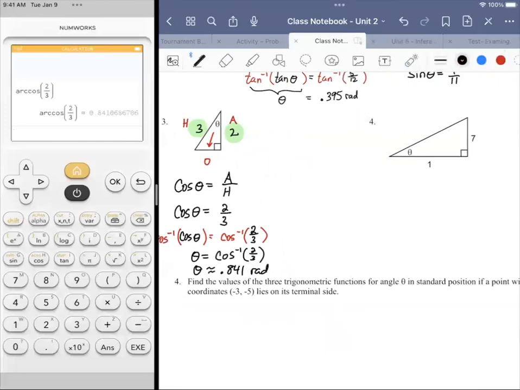Number 4, same deal. Identify the parts of the triangle. Opposite the 90-degree angle is the hypotenuse. Opposite the reference angle is the opposite. And adjacent is the remaining side. So we have here the opposite side. Let me just highlight the 7 and then the adjacent. All right. So that means we're living with the tangent function. Tangent of theta is equal to the opposite over the adjacent. So I would say tangent of theta is equal to 7 over 1. And then we would take the inverse tangent of both sides.